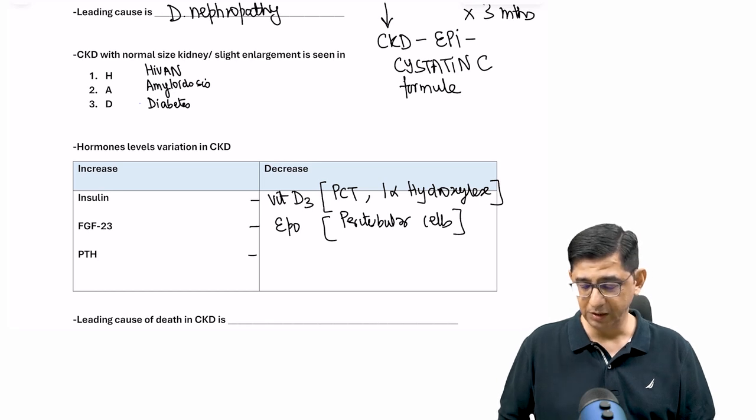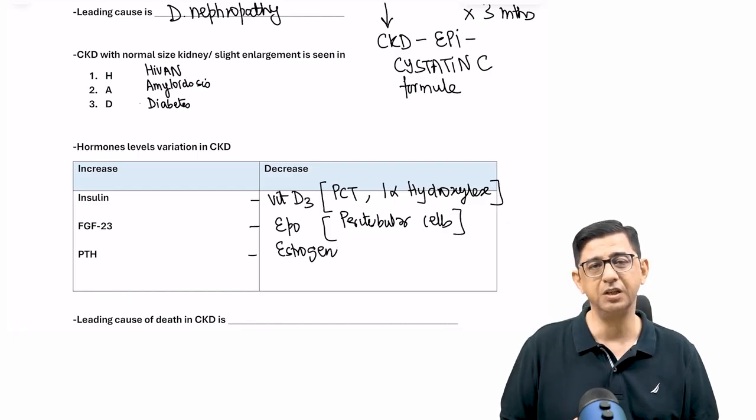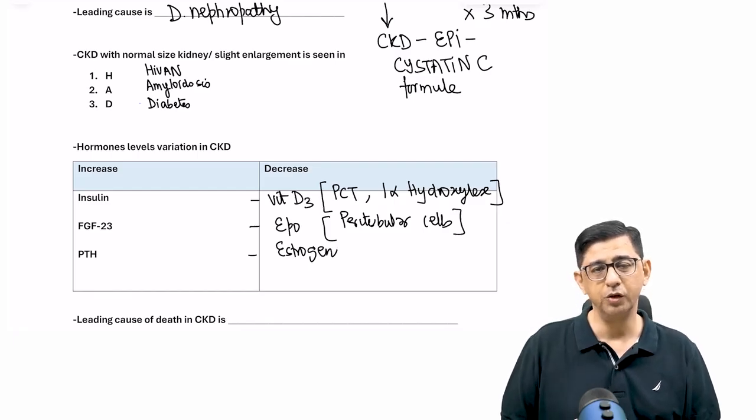The third hormone that is lesser also begins with E, that is estrogen, and that is why female patients can have menstrual abnormalities. So D and E, those are the hormones that would be less.